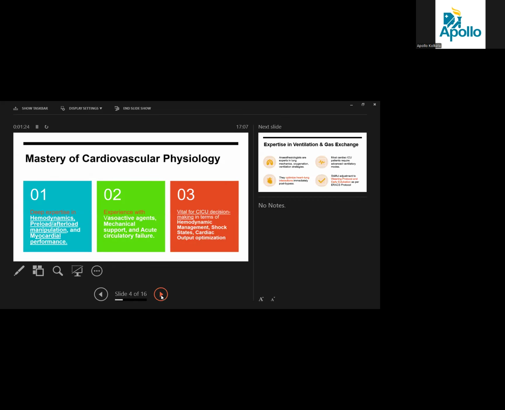They are also well equipped with knowledge of physiology. They have deep expertise in hemodynamics, preload and afterload manipulations, and myocardial performance. They are also expert in the titration of vasoactive agents, mechanical support, and acute circulatory failure. These are vital for CICU decision making in terms of cardiogenic shock, hemodynamic management, and cardiac output optimization.